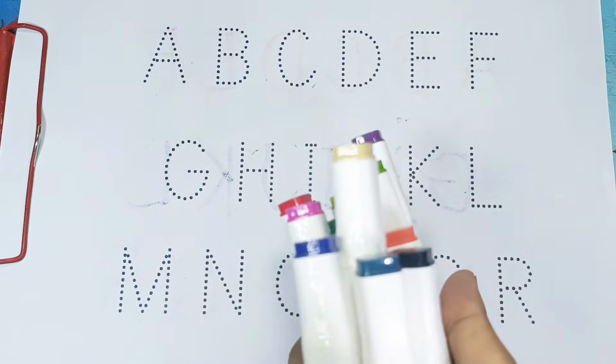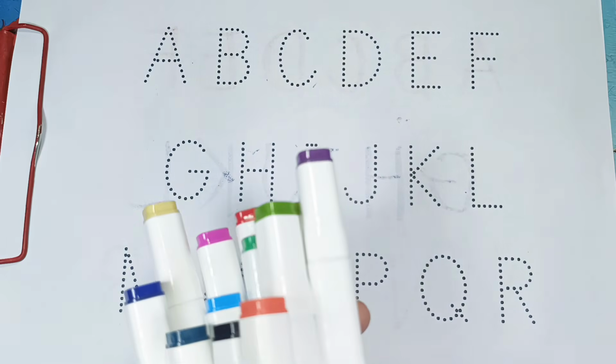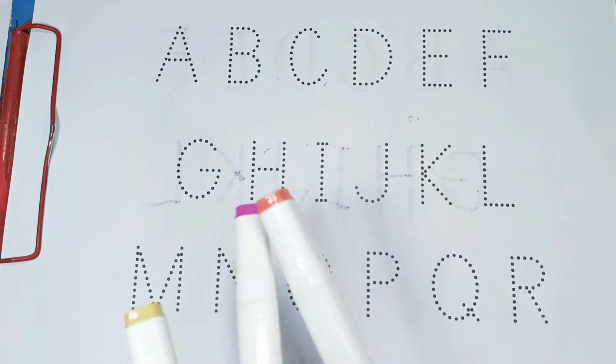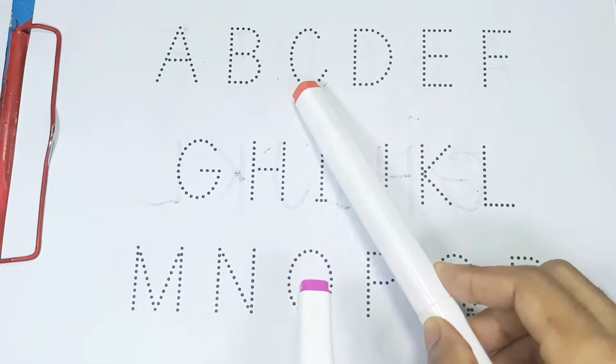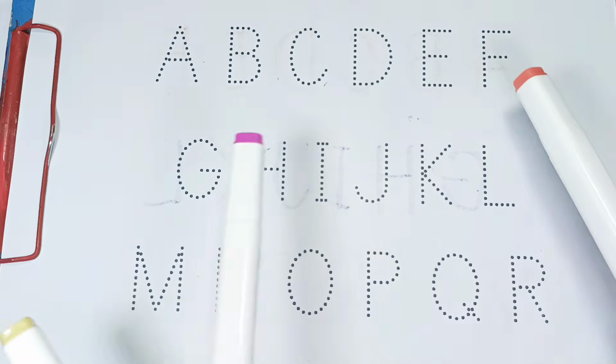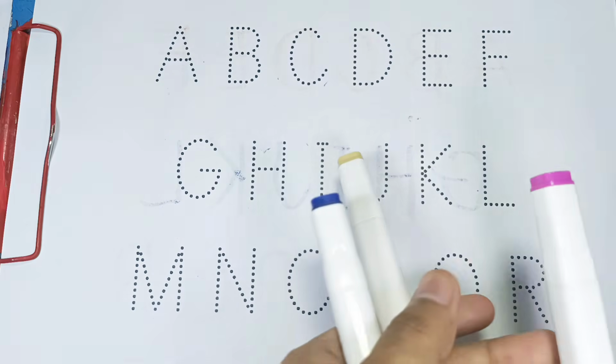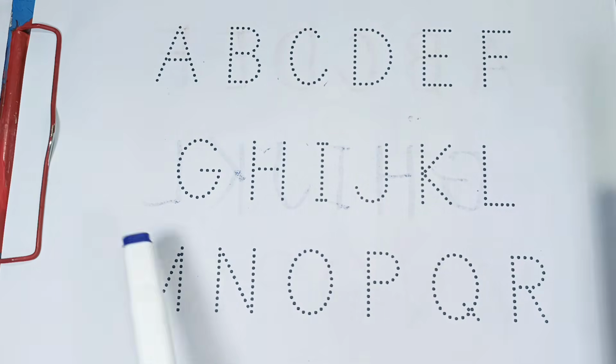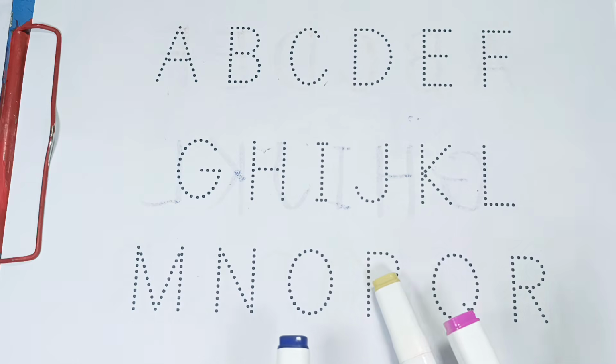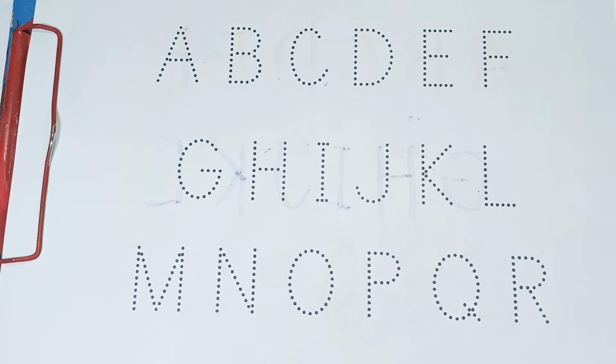Kids, today we're writing capital letter alphabets A to R. Stay with us. A, B, C, D, E, F, G, H, I, J, K, L, M, N, O, P, Q, R.